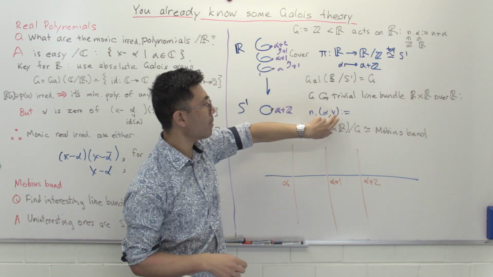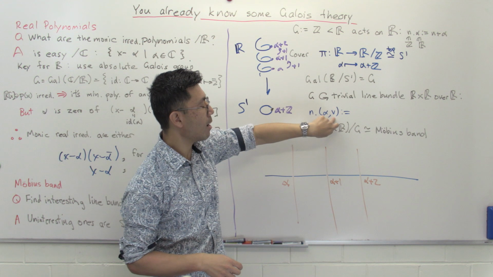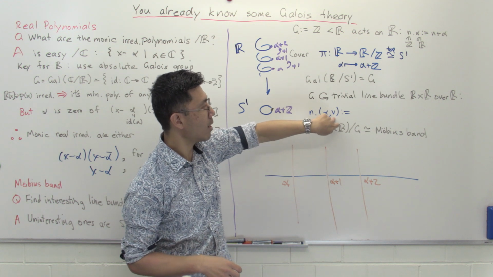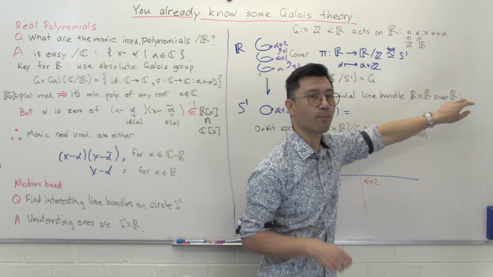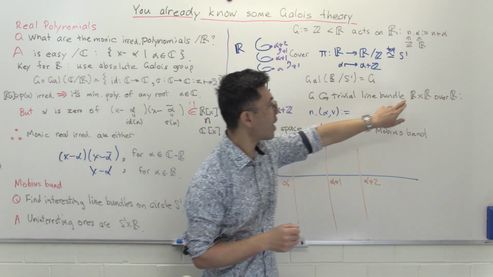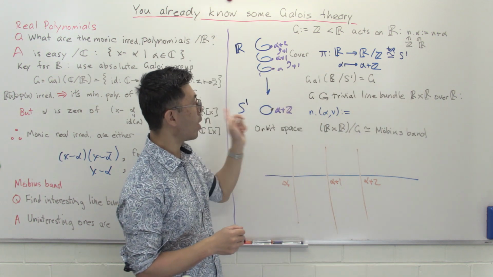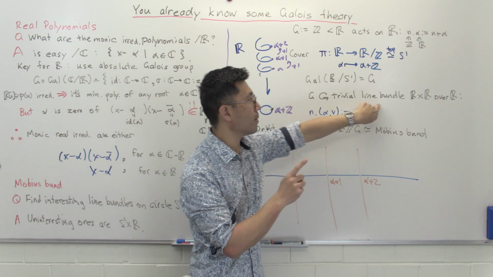And remember, this is a line bundle, so that means that you have a copy of R inside R for each element alpha in this R. It's a little bit confusing because there are two R's. The first R gives me the thing over S1, and the second copy of R is the line of the line bundle.